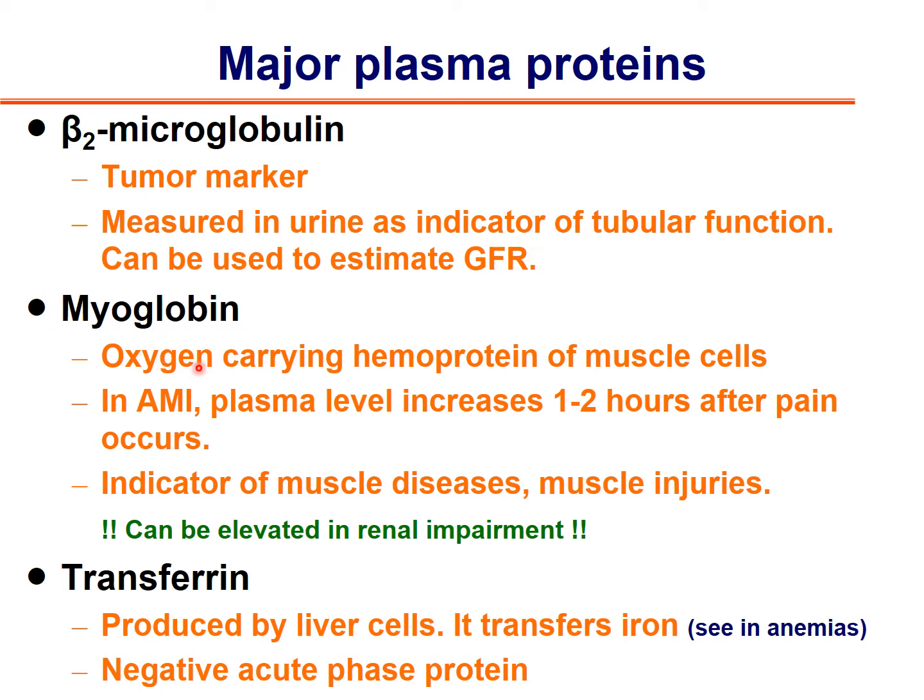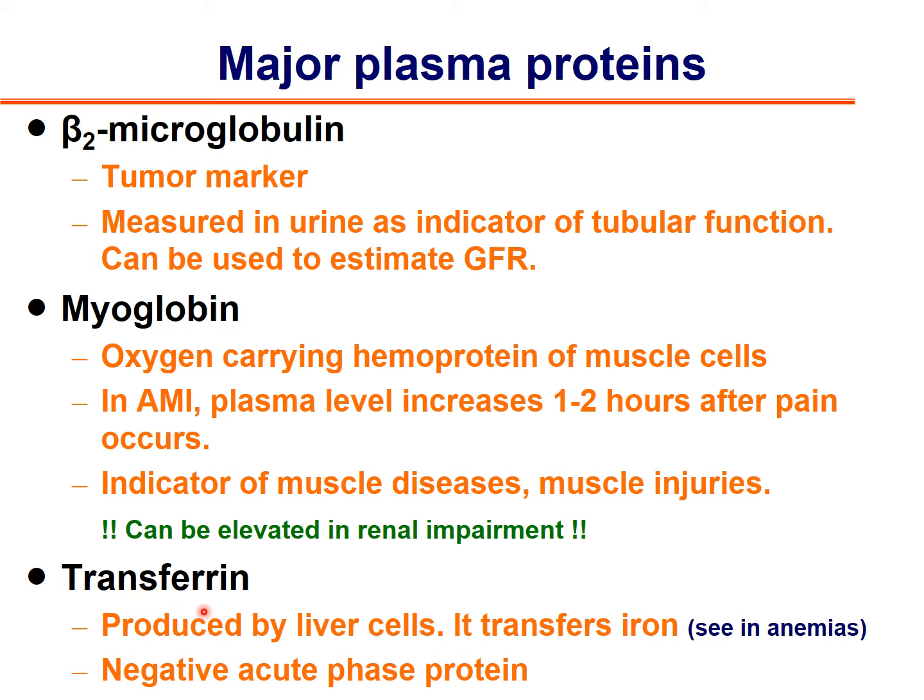Myoglobin is the oxygen-carrying hemoprotein of the muscle. In acute myocardial infarction, the plasma level increases 1 to 2 hours after the pain occurs. However, it's not very specific, especially if somebody already got an injection or muscle injection or any kind of muscle damage, the myoglobin level can be increased. That's a good indicator of muscle diseases or muscle injuries. But be aware, because it can be elevated in renal impairment as well.